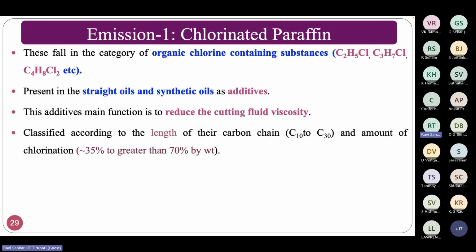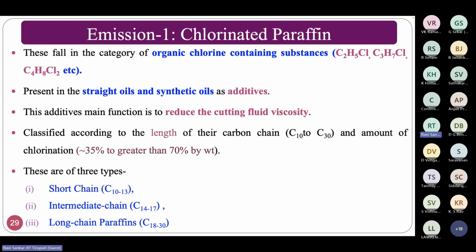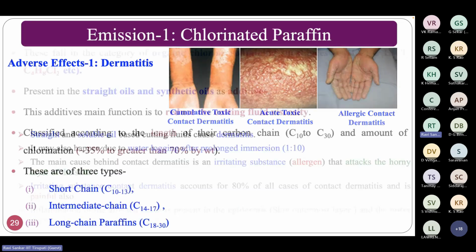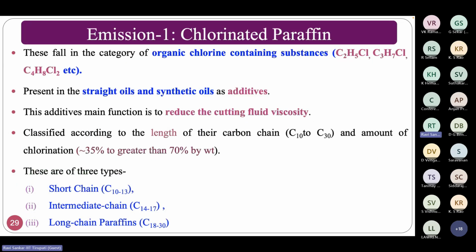organic chlorine-containing substances. That means that if you know the carbon compounds, there are three varieties: alkanes, alkenes, and alkynes. In the alkanes, CnH2n+2, so CnH2n+1 and chlorine will be there. Okay, or CnH2n and 2 chlorines will be there. So this will normally be available in synthetic oils and straight oils. Okay, so there are three varieties of this: small chain, intermediate chain, and long chains. Whenever this falls in the vicinity of the machining process, these synthetic oils or straight oils will emit the chlorinated paraffins when exposed to the machining process.